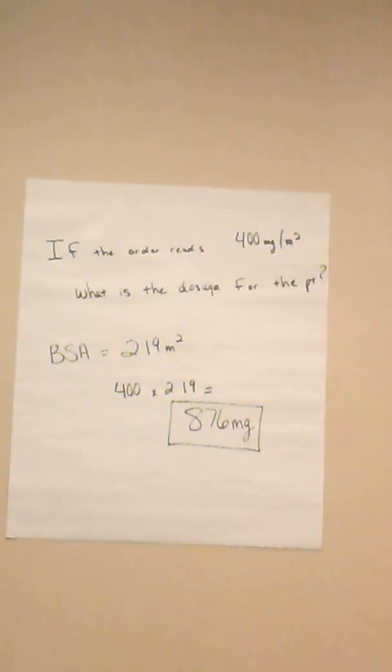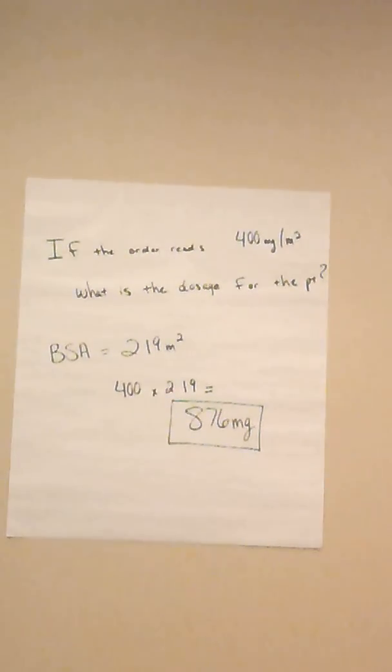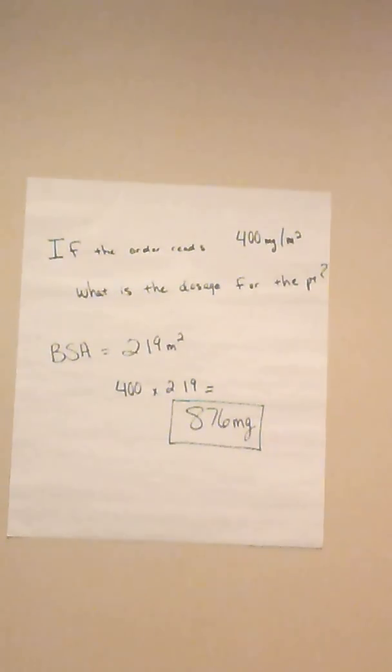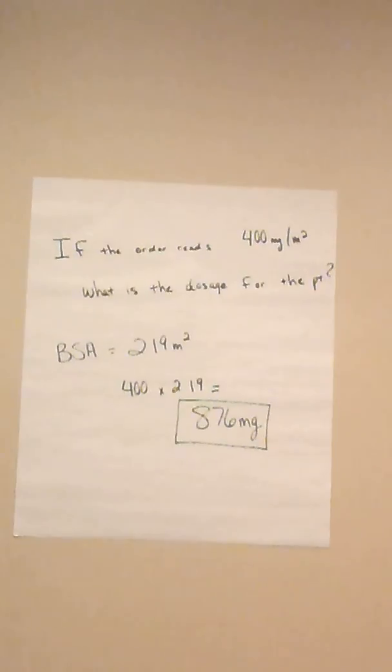If the order reads 400 milligrams per meter squared, then we take 400 and multiply it by the BSA of 2.19, and we're able to find that the patient will receive 876 milligrams of the 5-FU for their chemotherapy.